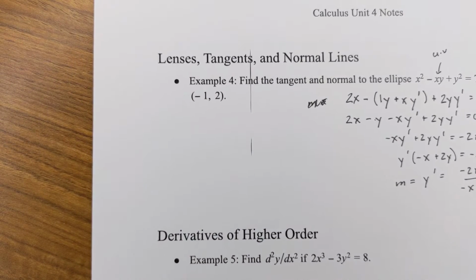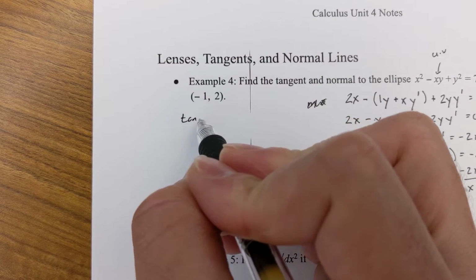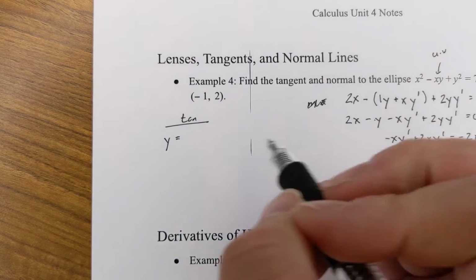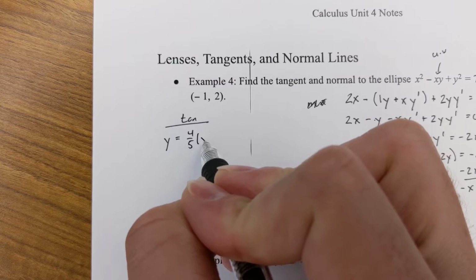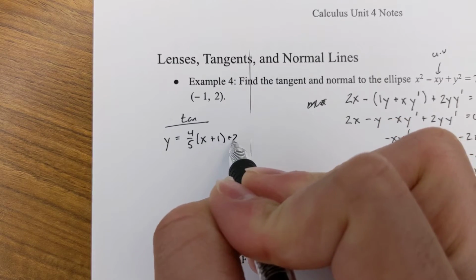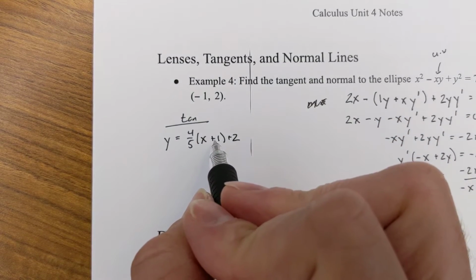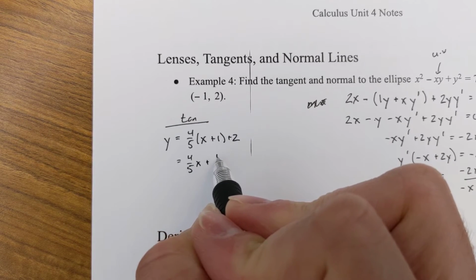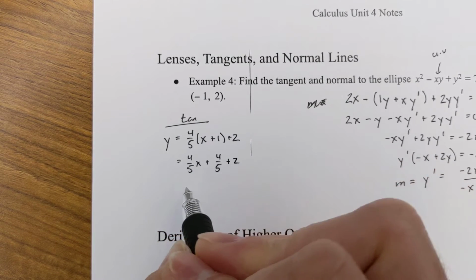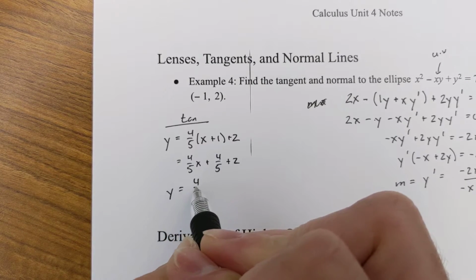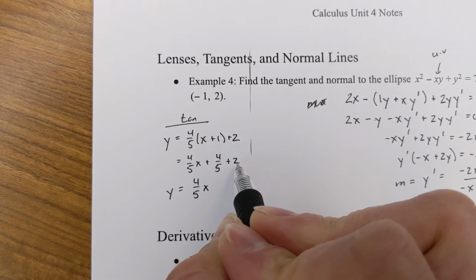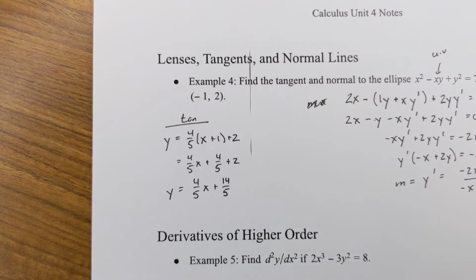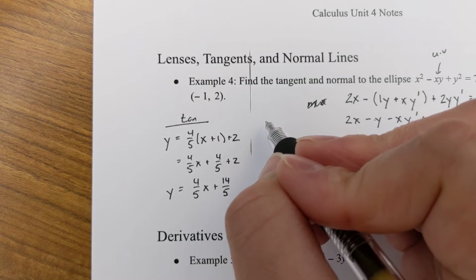Now I can actually write slopes. So for the tangent line, y equals, m is 4/5, x minus x1 plus y1. So that becomes plus because it's a double negative. So 4/5 x plus 4/5 plus 2. So y equals 4/5 x, that's 10/5, so plus 14/5. Mixed numbers are bad, don't use them.